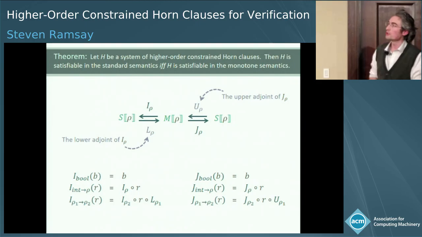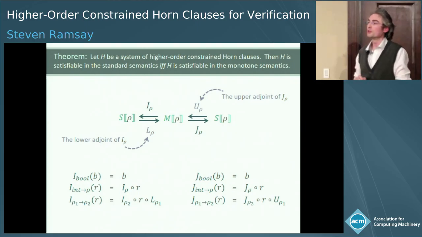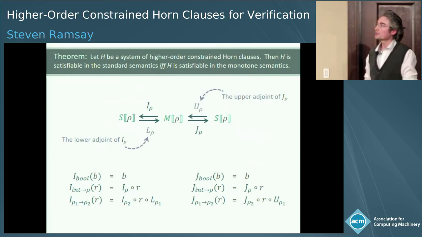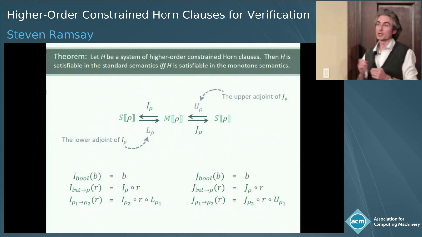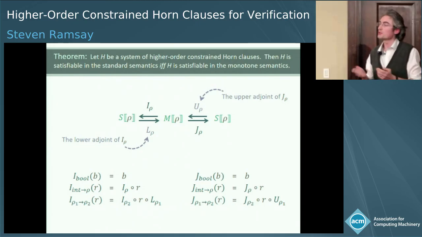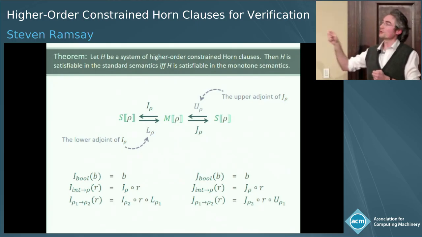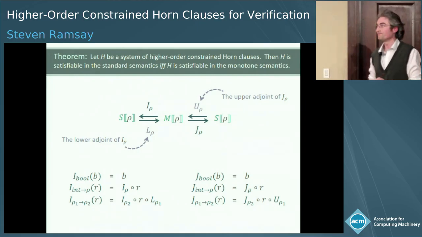So the key construction in the proof is a pair of families of Galois connections that relate the class of all monotone relations and all ordinary relations at every given relational sort rho. And because models, that is, assignments of relations to the unknown predicate symbols, have relations as their main constituent, we can use these adjoints to map between valuations in the monotone world and valuations in the standard world. And we can show that the upper adjoints in particular will preserve the quality of being a solution.